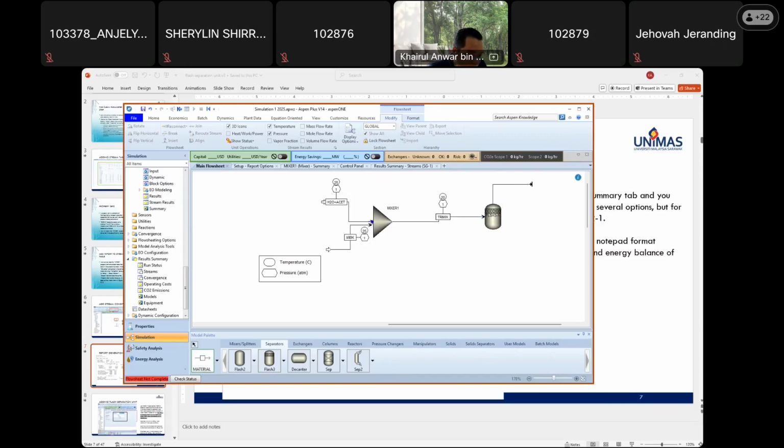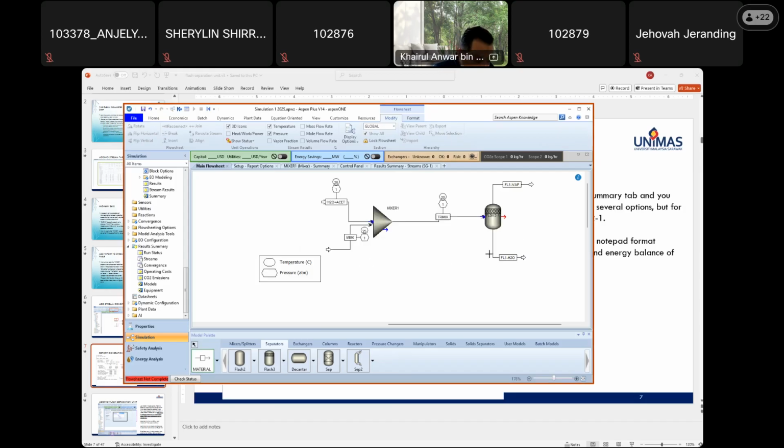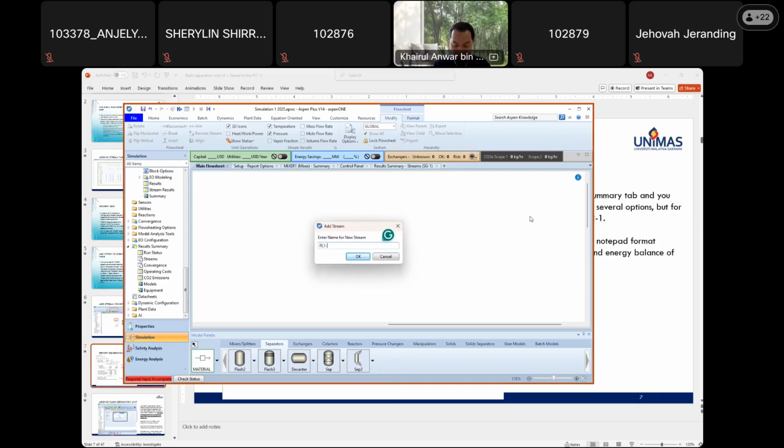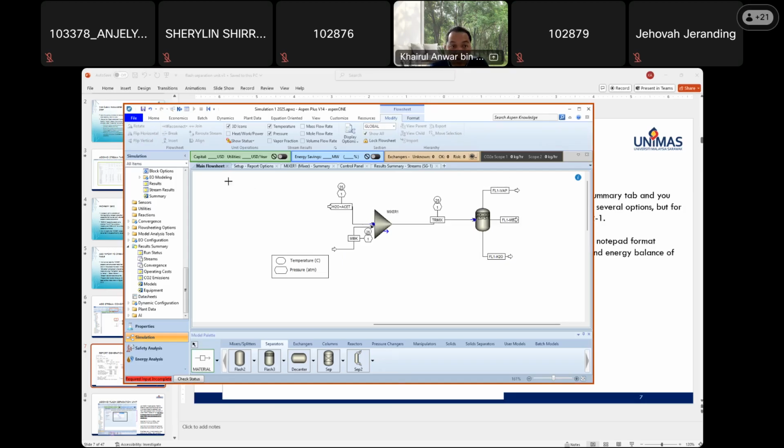For the top is FL1 vapor. Then we have FL1 H2O. FL1 MIBK, yeah. Okay, so this is the latest one, flash separation.